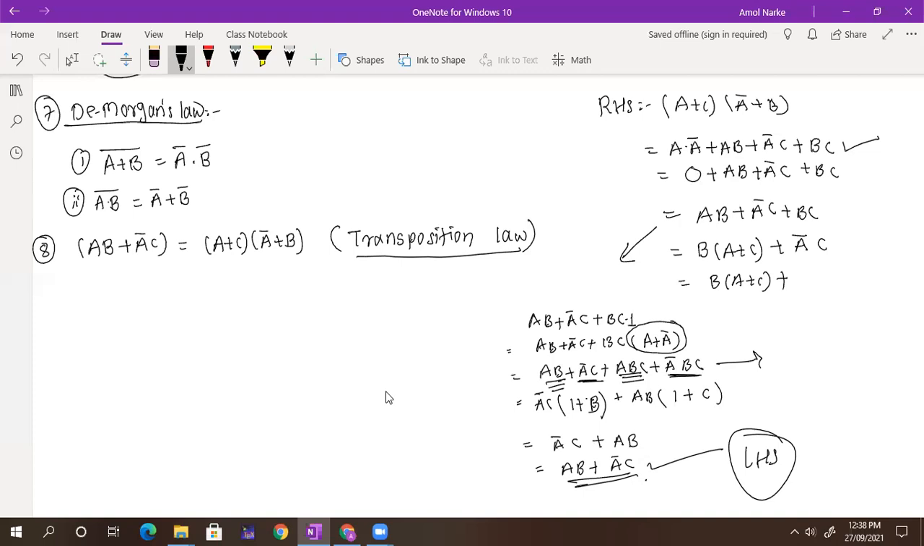No need to write down the proof, but you should know this law. Whenever we have AB plus A bar C, you can directly apply the transposition law here, like that only: A plus C, A bar plus C. So we will get that thing.